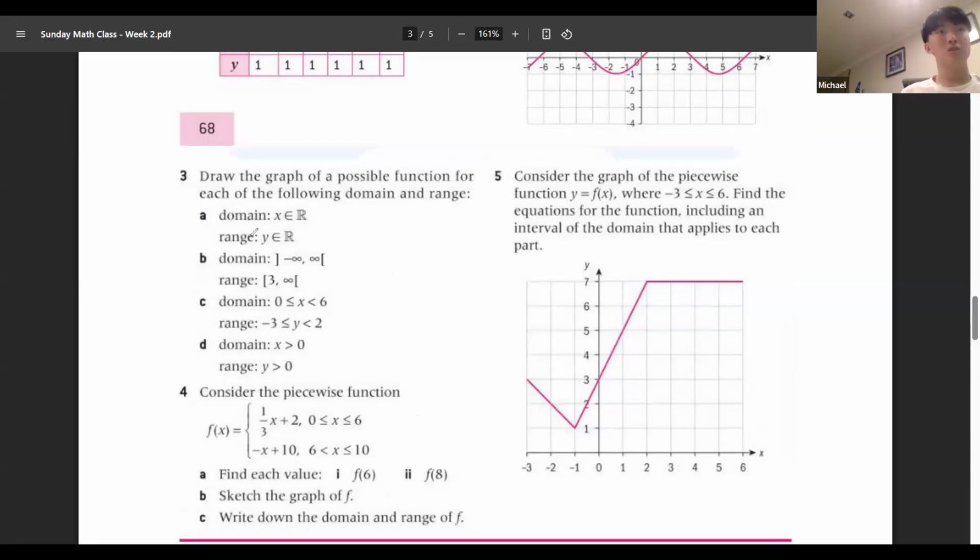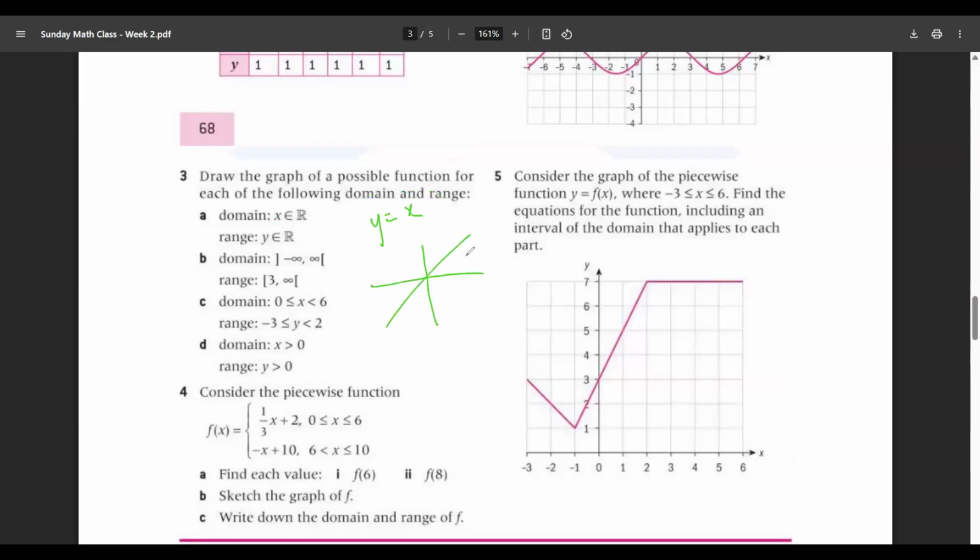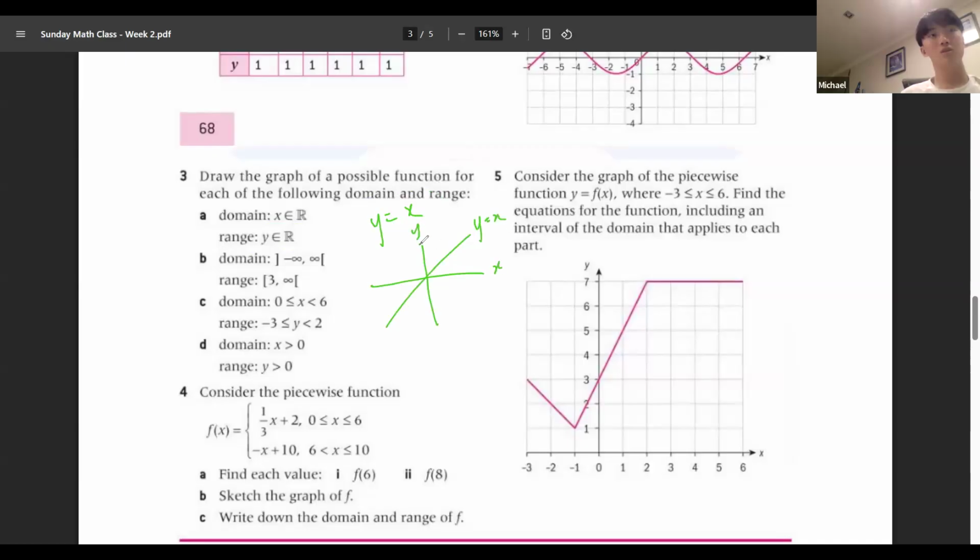So first of all, here the domain and range of x and y equal real numbers. There's pretty much no restriction, right? Yeah. You could just say y equals x, right? Whatever goes in, whatever comes out. The graph would look something like this. Oh, this is y equals x. Okay. Does that make sense? Yeah. All right, what about here?